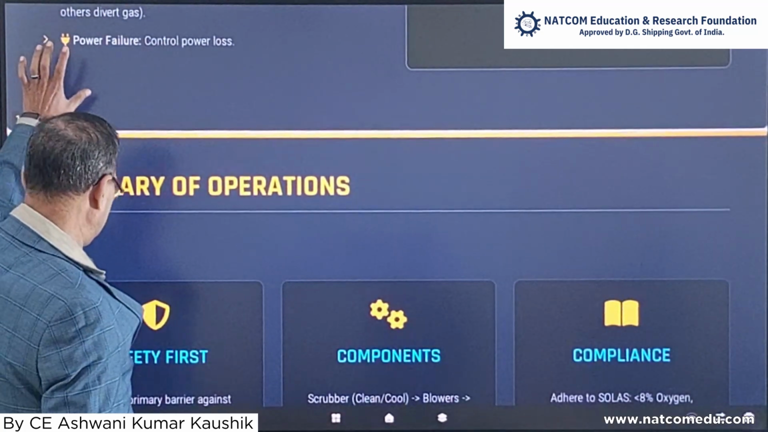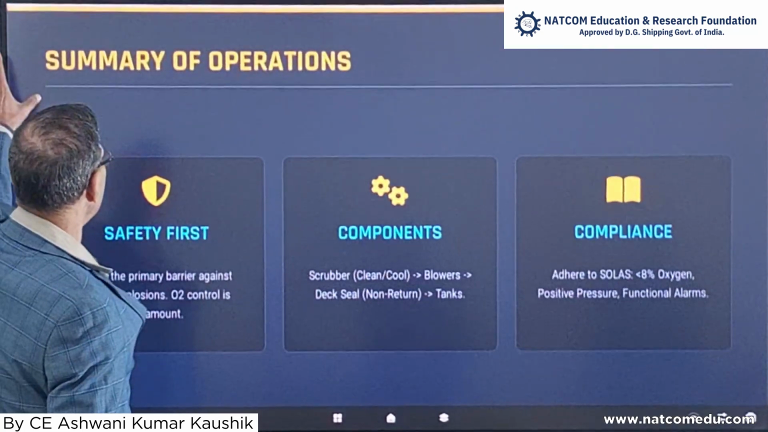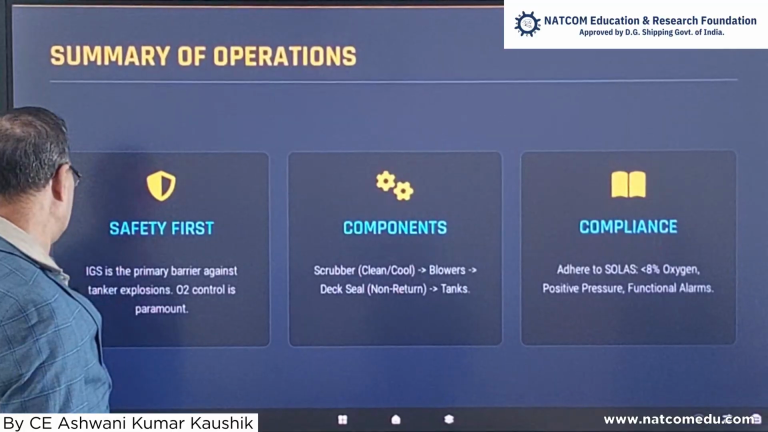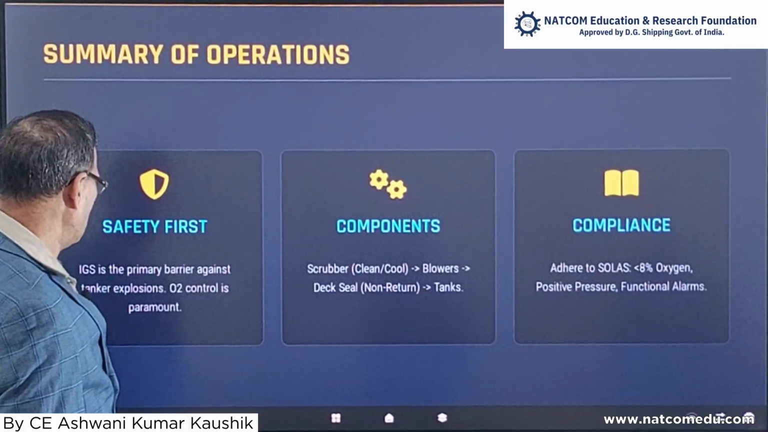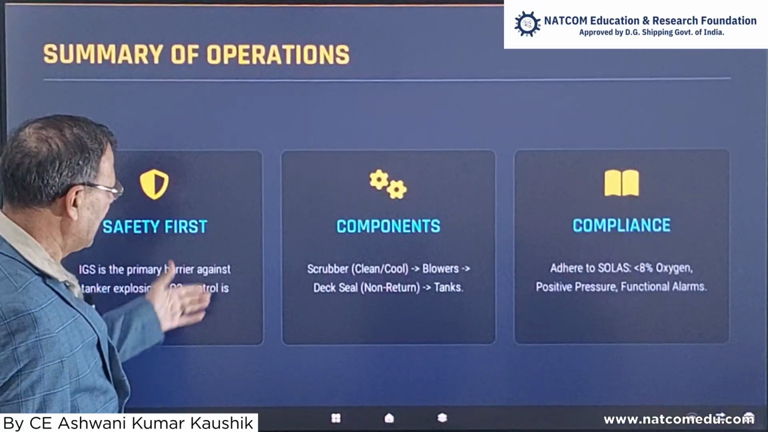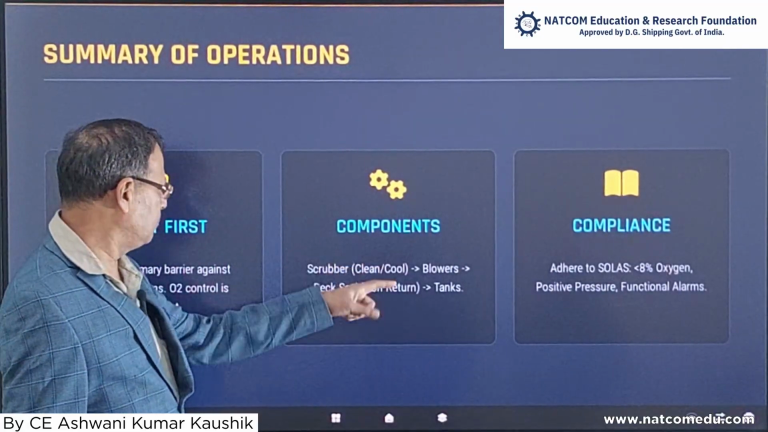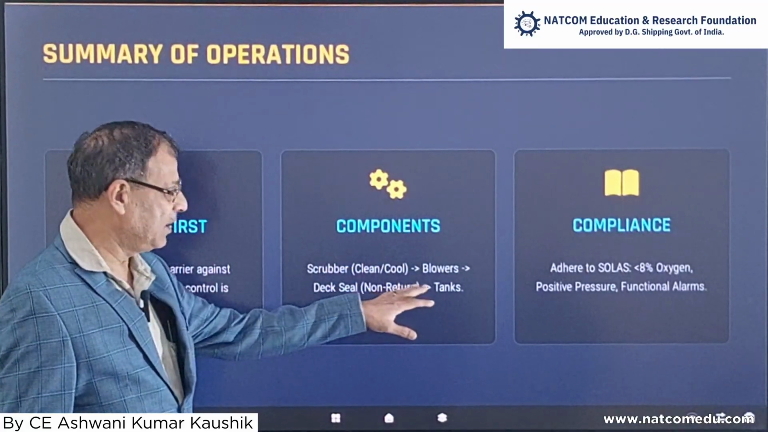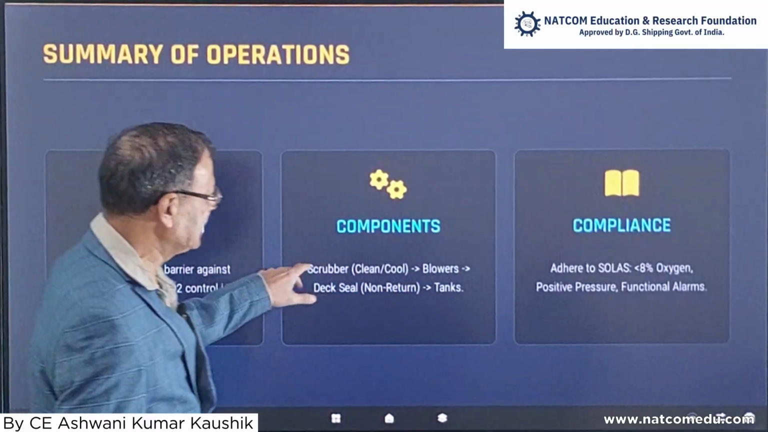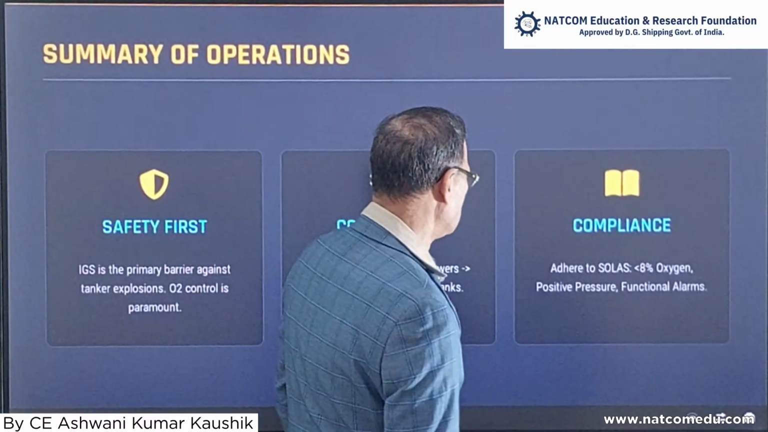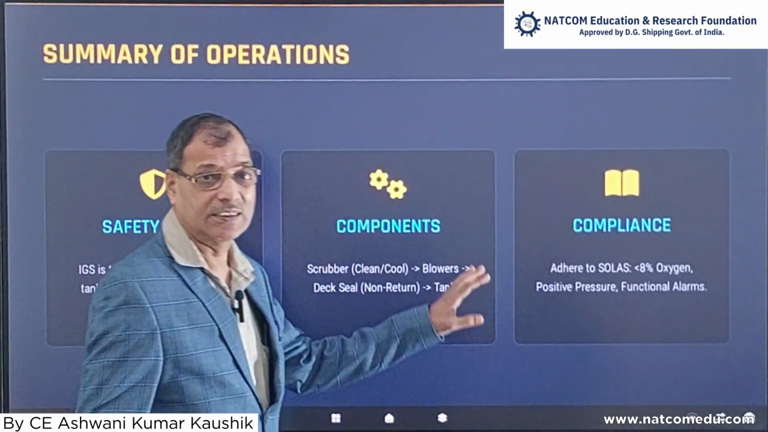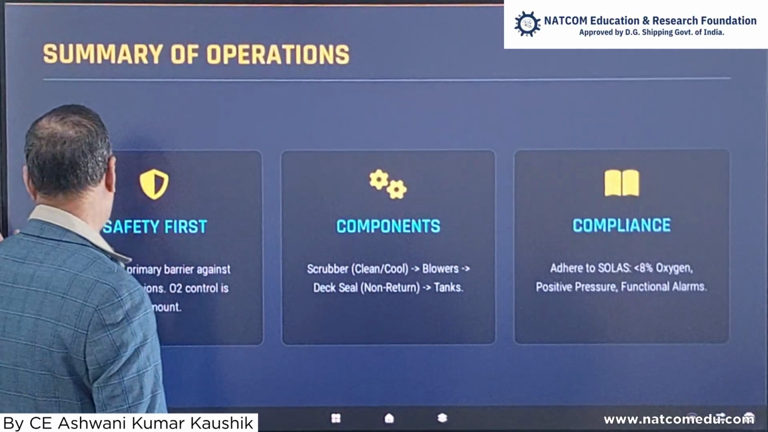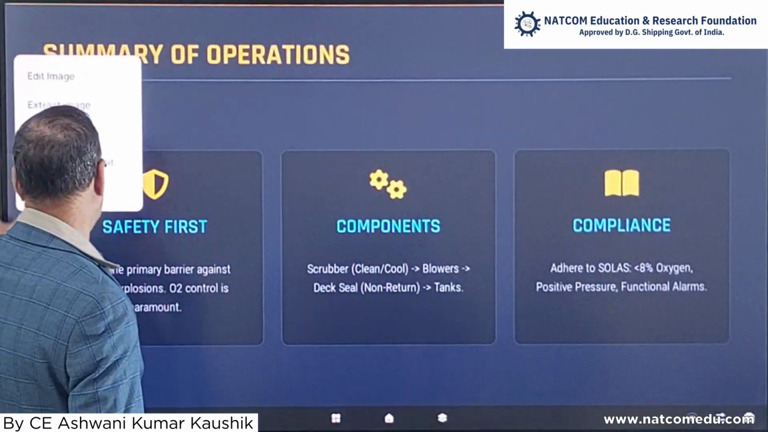Summary of operation. Now this is the safety part. IGS is the primary barrier against tanker explosion. Oxygen control is paramount. The components are the scrubber, cleaning, cooling, blower, and deck seal, non-return valve on tankers. This is the system that adheres to SOLAS: less than 8% oxygen, quality, pressure, function, alarms. This must be run properly. If something happens, you have to change the system.